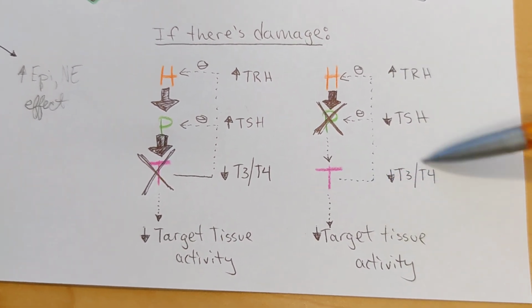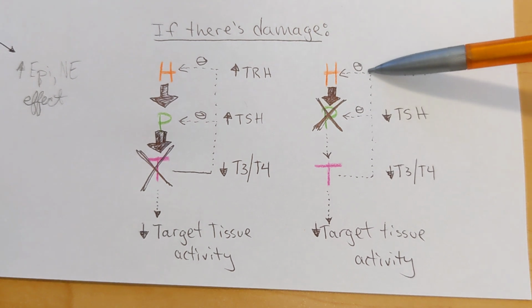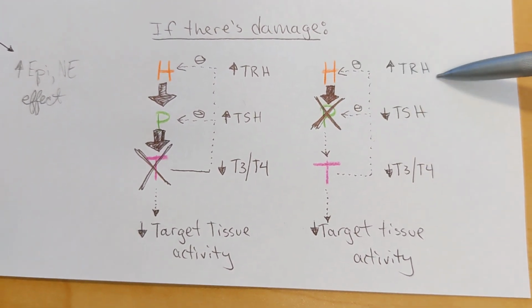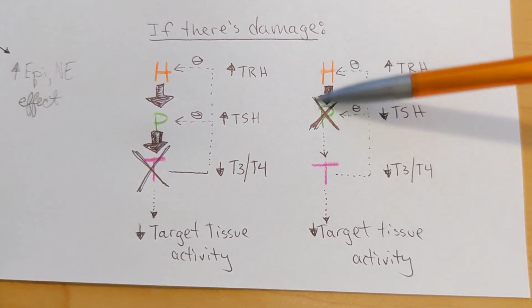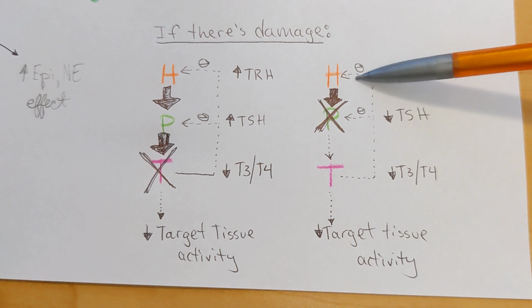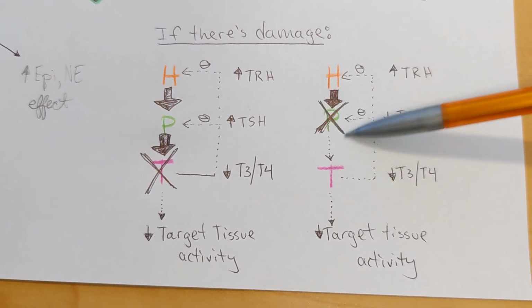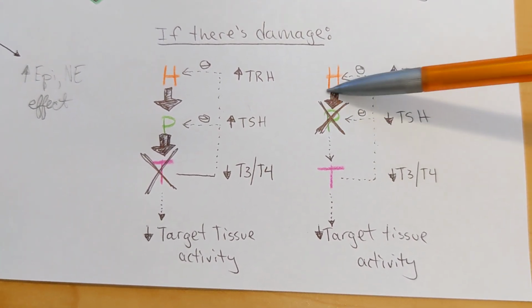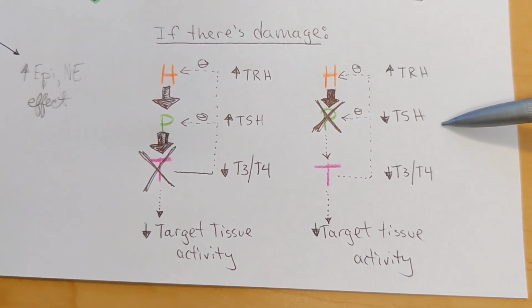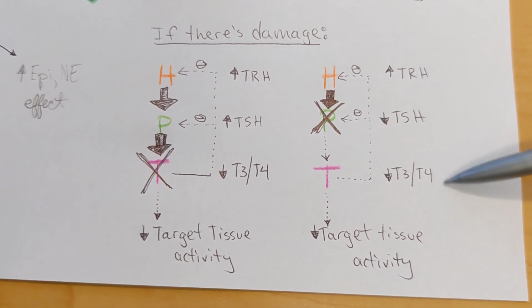And because there are fewer thyroid hormones, there will be less negative feedback all the way up here. And so the hypothalamus produces a lot more TRH, right? Essentially trying to tell the thyroid gland, come on, pick it up, time to make more thyroid hormones. But the middleman is not functional. So you would have high TRH, low TSH, and low thyroid hormones.